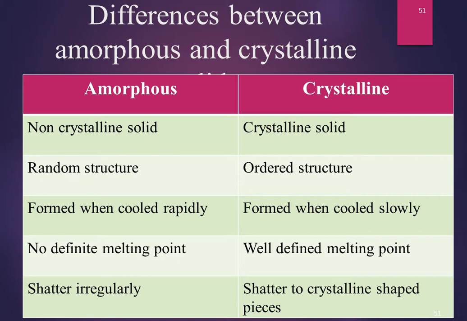This table shows the difference between amorphous and crystalline. Amorphous is non-crystalline solid, whereas crystalline is crystalline solid. Amorphous has irregular structure, crystalline has ordered structure. Amorphous forms when cooled rapidly, crystalline forms when cooled slowly. Amorphous has no definite melting point, crystalline has a well definite melting point. Amorphous shatters irregularly. Crystalline shatters to crystalline shaped pieces.